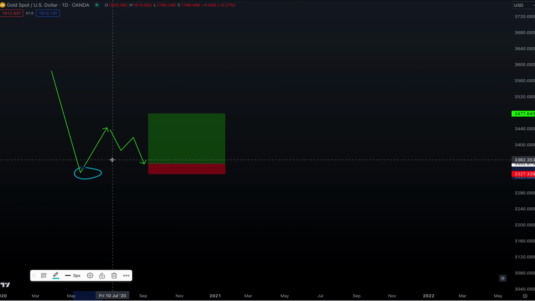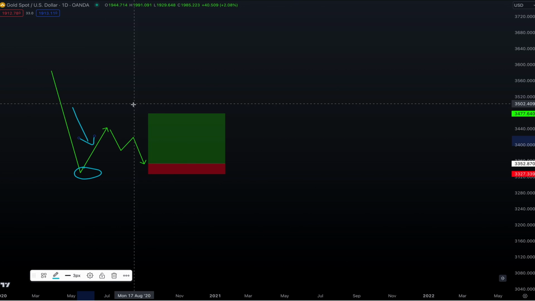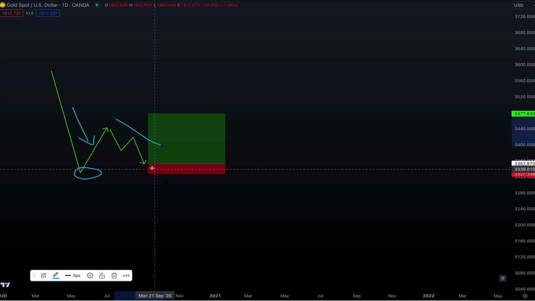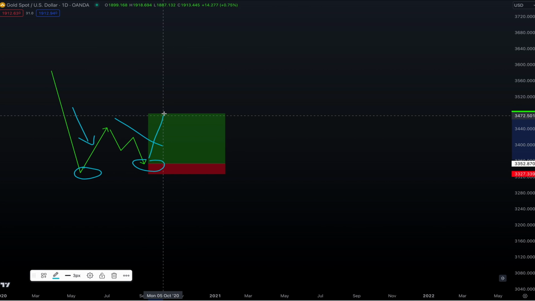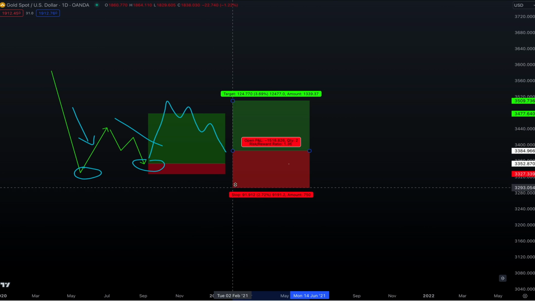is the starting point of this impulse here, and then this one here is your correction. So you can still enter here, wait for the market to push to the upside, correct again like this, and then you can still enter more around this area like this.